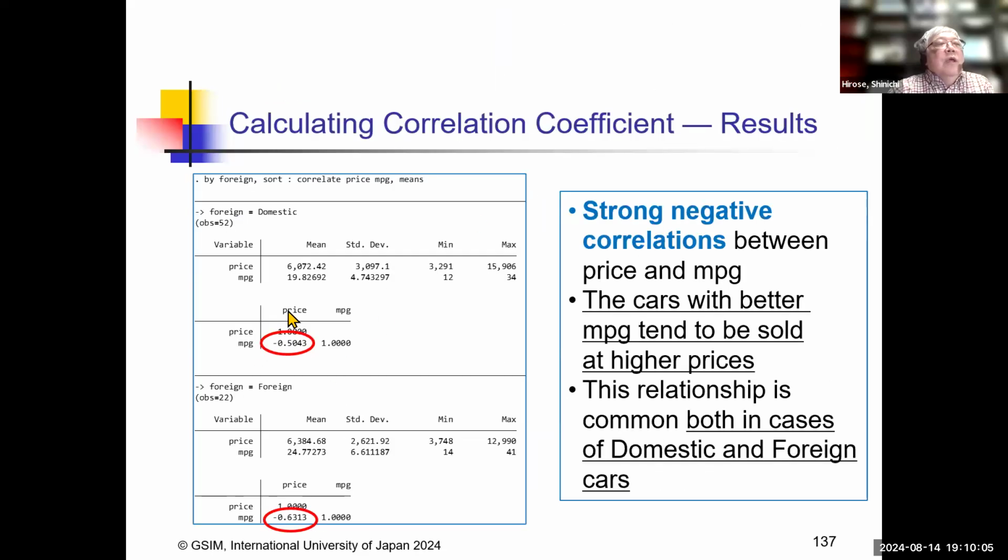Here, we combine the price with miles per gallon. However, as I guessed, there's no direct relationship between price and miles per gallon, but the price has a relationship with car weight or length or size. And due to the heavy weight, miles per gallon gets worse. So we cannot simply say the higher the price, the worse the miles per gallon. It is misleading.